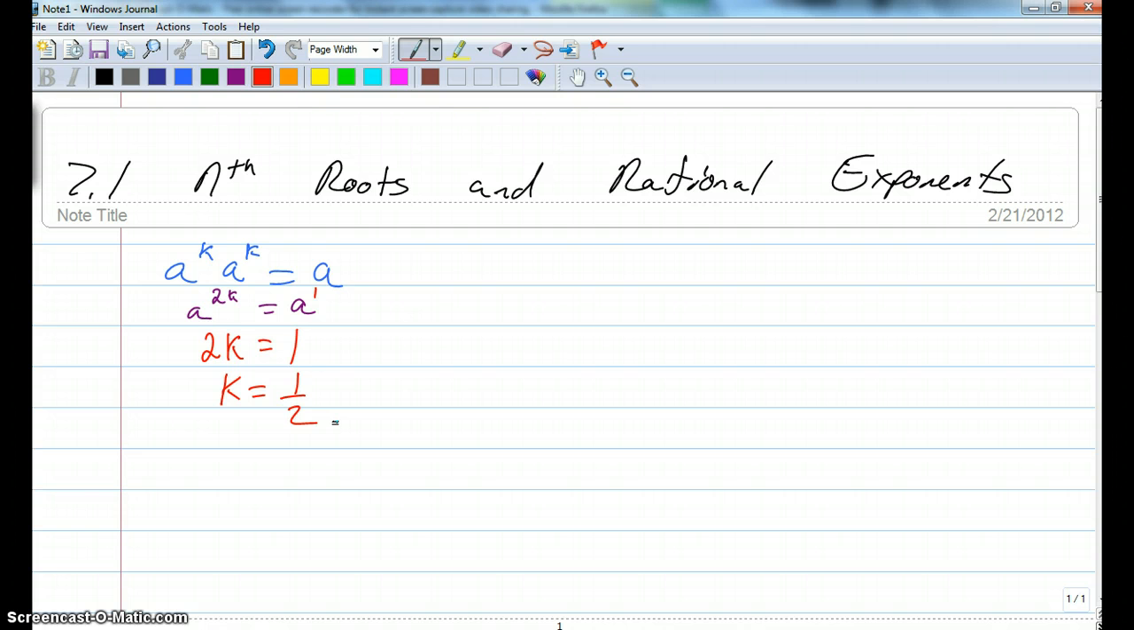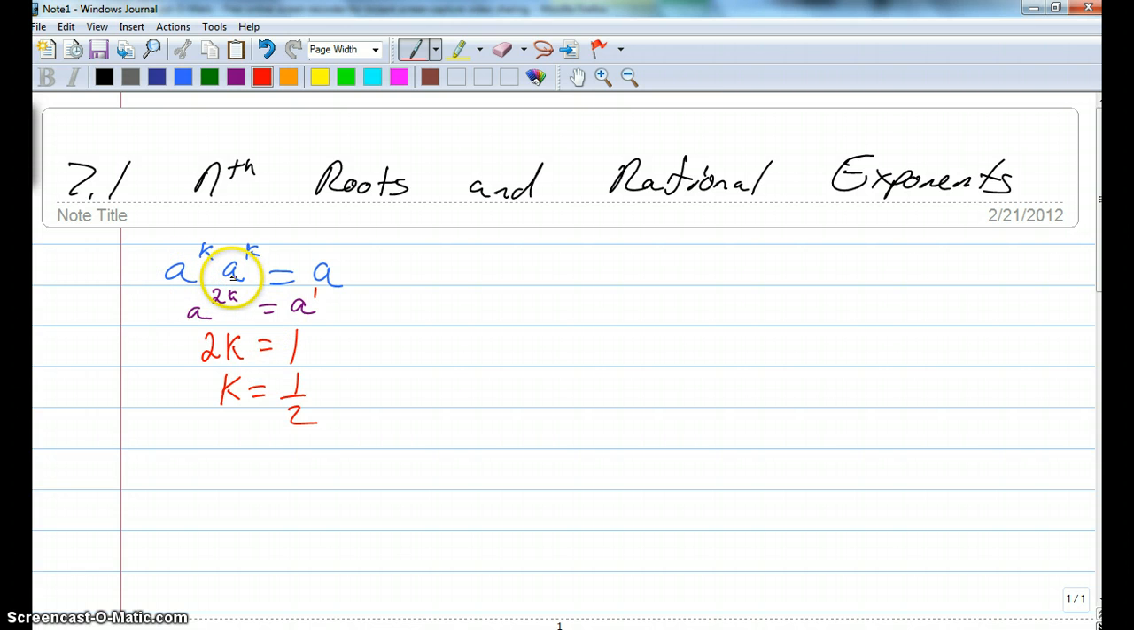So now we know k is 1/2. That should bring up some interesting questions. First of all, we've talked about positive exponents. We've talked about 0 as an exponent. We've talked about negative exponents. What we haven't done are fractional exponents. And here, k is equal to 1/2, that brings up an interesting question.